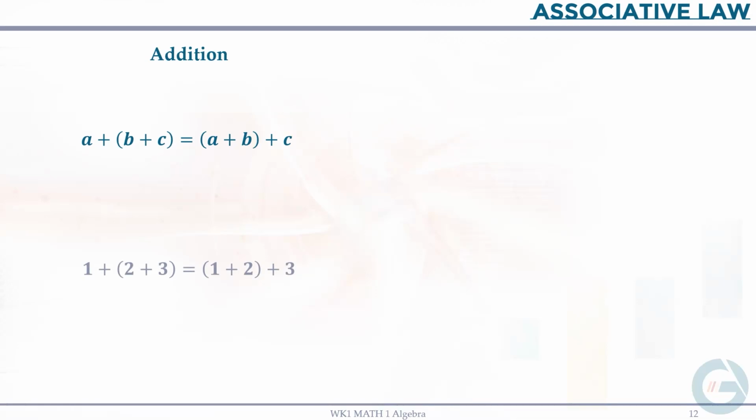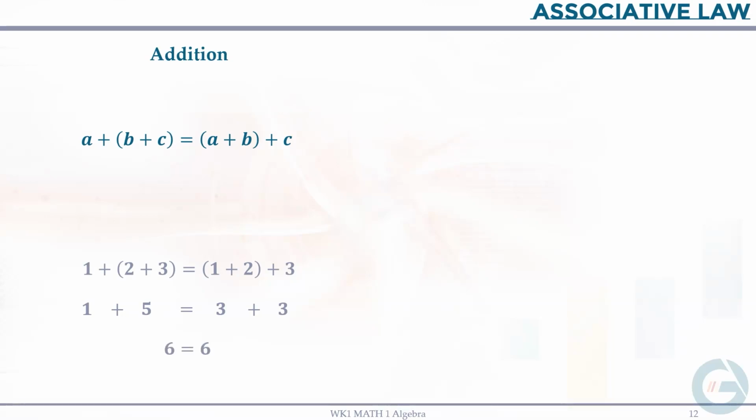Next is the associative law of addition. So this one, the order doesn't matter. For example, you can add first b plus c, then a. That is the same as if we add first a plus b, then c. So for example, we have this equation. 1 plus the sum of 2 plus 3 is the same as if we add first 1 plus 2, then 3. Okay, so this is 1 plus 5, right, on the left side. So this is also equivalent if we add first 1 plus 2, which is 3, plus 3. Okay, so we have 6 equals 6.